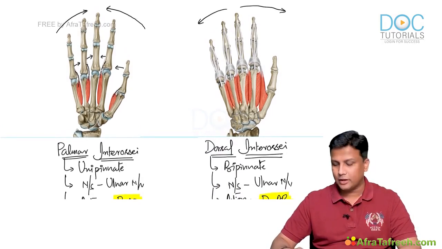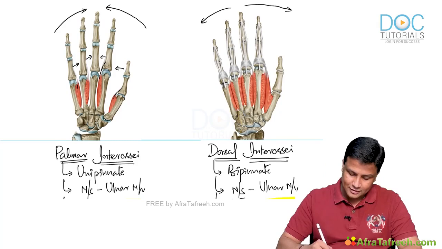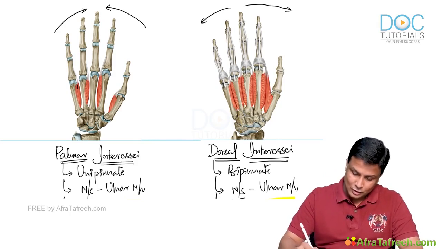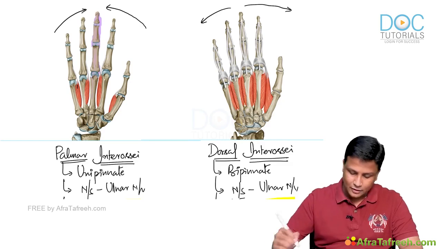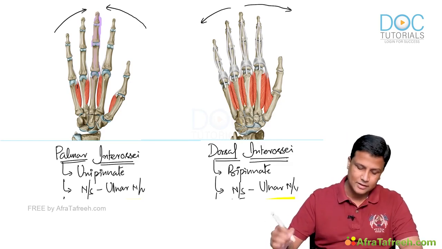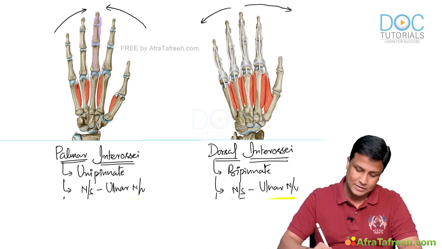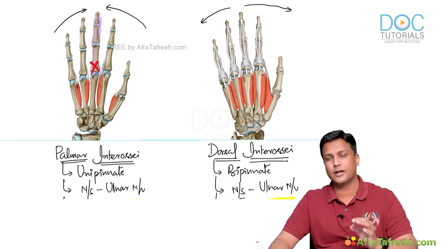And now the most important thing which they are asking nowadays in the exam, guys. What is the latest thing that they are asking? Look at the attachment of the muscles, and in that attachment, look at the middle finger here. Tell me, is there any palmar interossei attached to the middle finger? No, absolutely not. Palmar interossei is not attached to the middle finger.